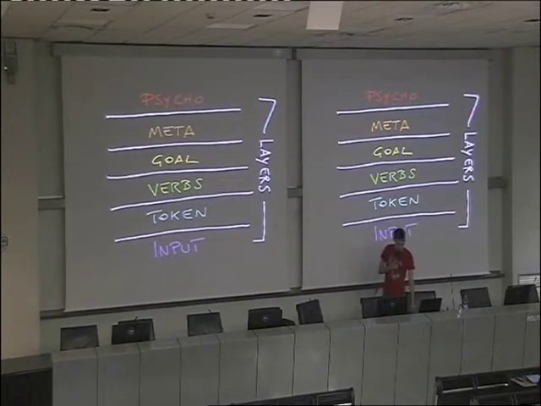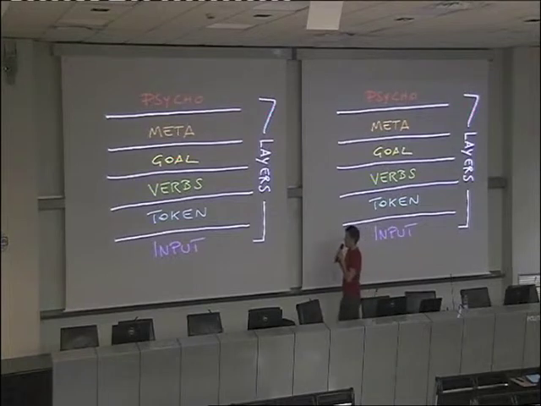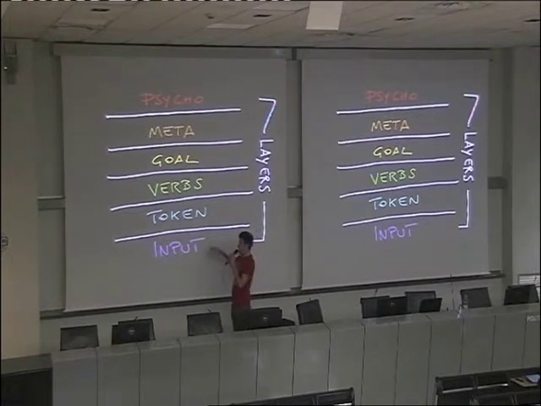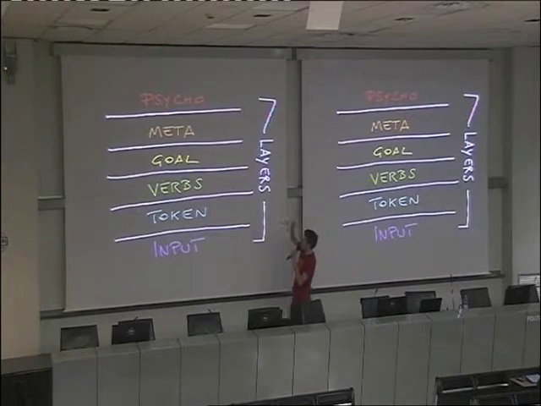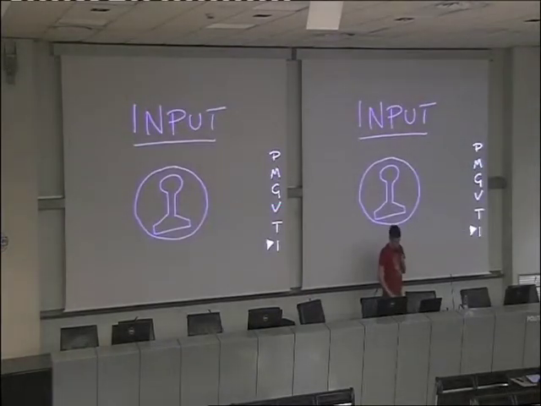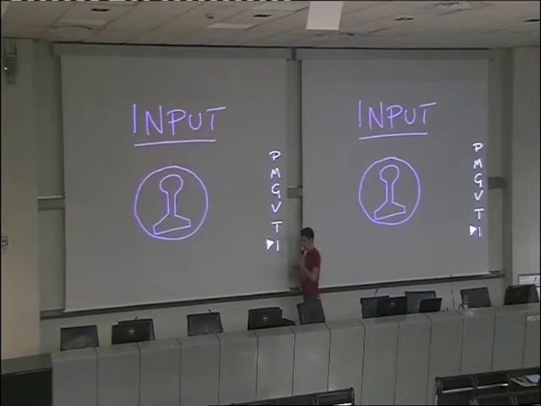So these are the 6 layers. I'm going to explain them from the bottom to the top: input, token, verbs, goal, meta, and psychology. The input layer contains everything you can use to interact with the game.